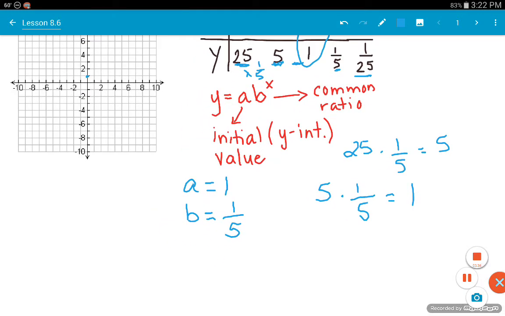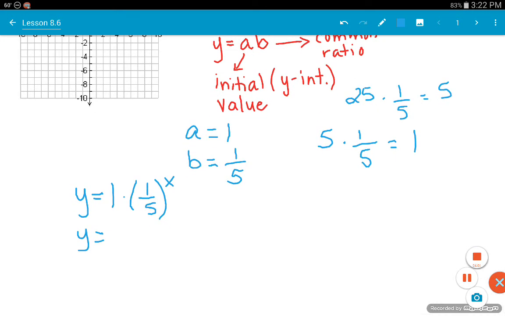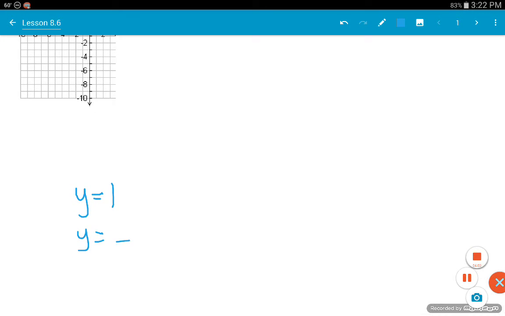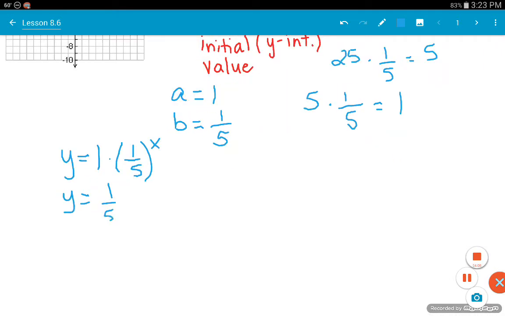Remember, just like when we write a linear equation out in y equals mx plus b form, we leave the y just as y. Our a is 1, and our b is 1/5. So I'm going to put that in parentheses because the whole thing is going to be raised to the x power. So we end up with y equals 1 times (1/5) to the x. If we simplify that, we'll just get y equals (1/5) to the x.